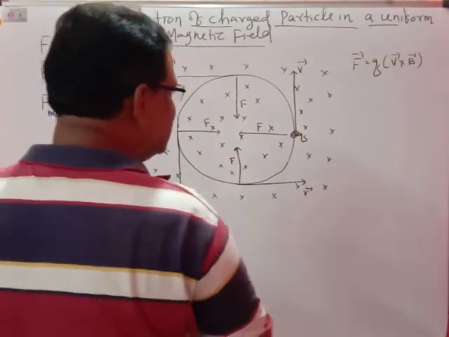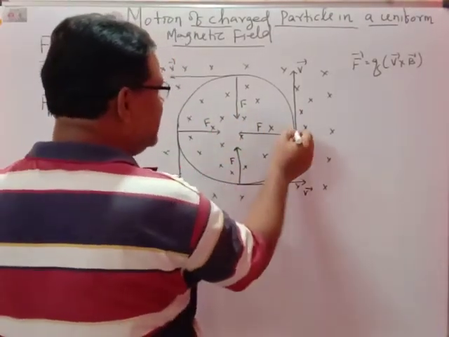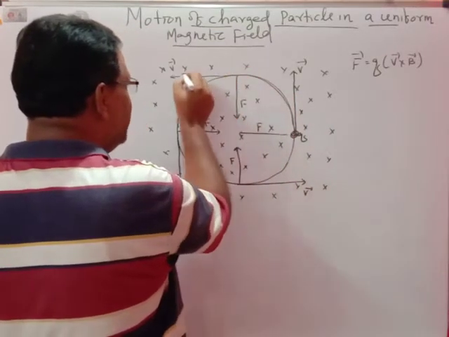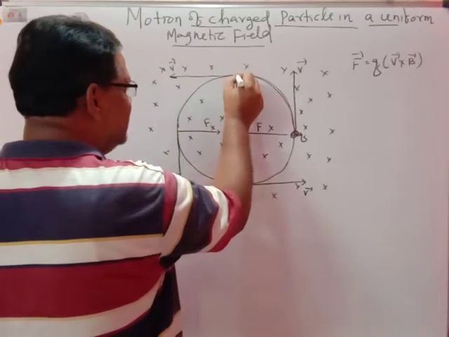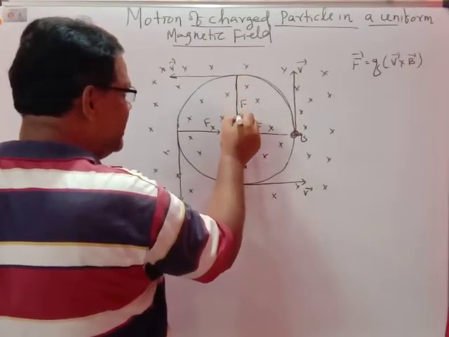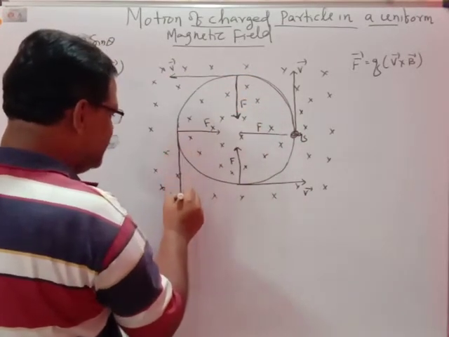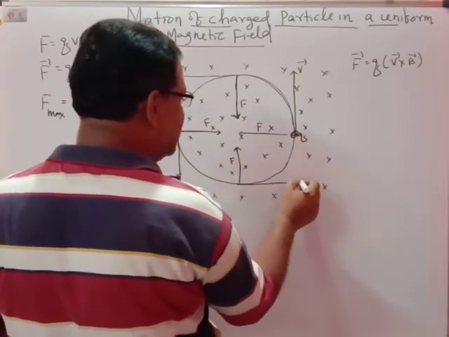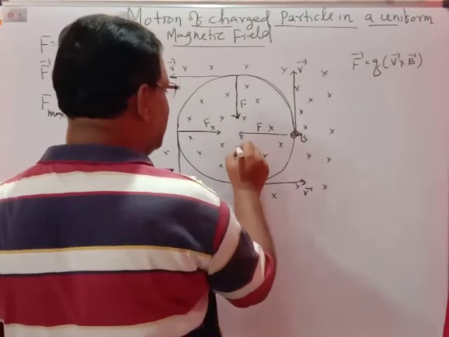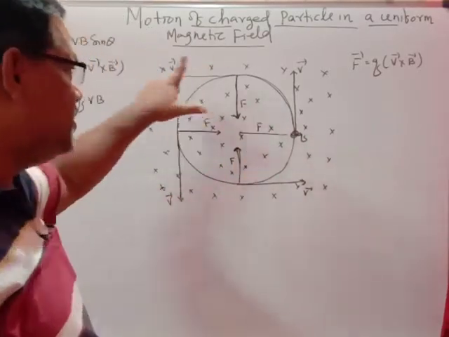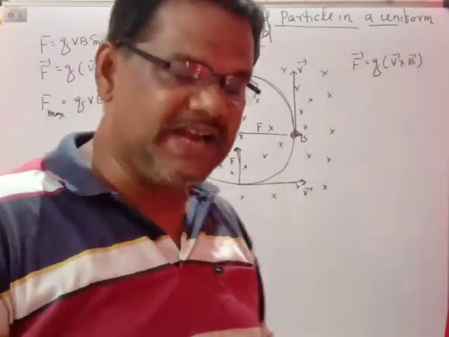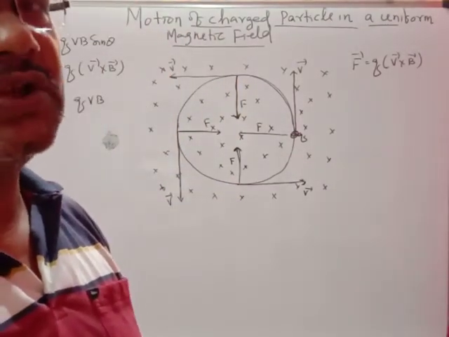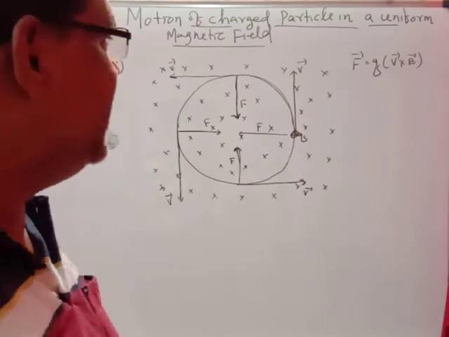In that manner, the charged particle is moving up to this position. Here also the charged particle is moving tangentially, and the force is acting inward. And here also the charged particle is moving this way, and the force is acting this way. And here also the charged particle is moving in this way, and the force is directed inward. So at all the corners we will find the force directed inward, and due to that reason, the charged particle moves in a circular path.